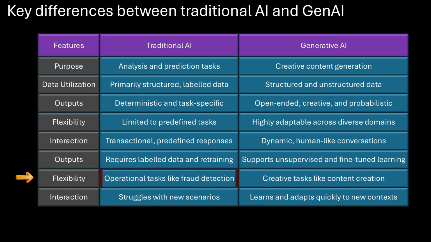Traditional AI is widely used for analytical and operational tasks that require precise predictions or classifications. These include fraud detection, image recognition, and robotic process automation. For example, you can identify fraudulent credit card transactions in real time using traditional AI models.